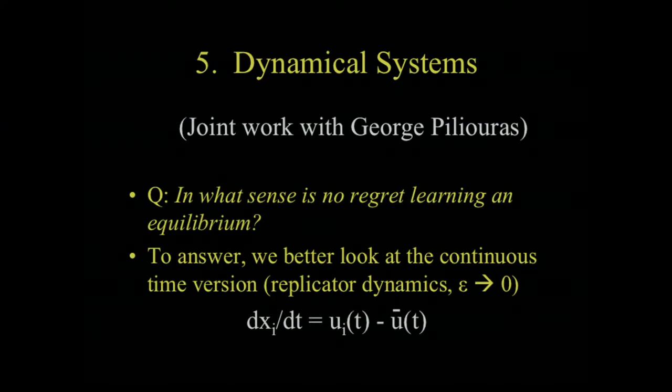In some sense, to treat no regret learning as a solution concept, first of all, it has this epsilon parameter. So the only principled way to do it would be to take the limit as epsilon goes to zero. And this takes us to a dynamical system. The no regret learning becomes replicator dynamics. Is this mysterious to anybody? I can elaborate. Could you elaborate? Okay, sure. Just say your notation.